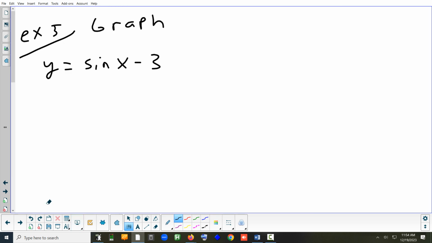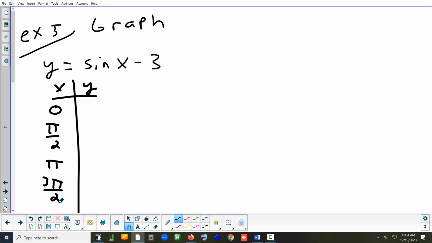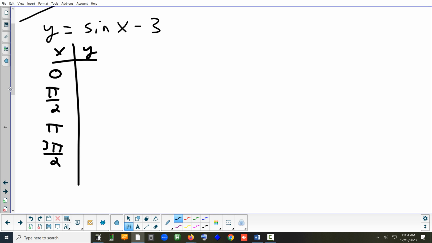Okay, let's try this one. Sine of x minus 3. Are the x and the 3 grouped together in parentheses? No. Then that's not a horizontal shift, that's a vertical shift. Which way is that going to shift the graph? Down, how many? 3. So which column stays the same? The x's. Can someone remind me one more time my x's for sine? 0, pi over 2, pi, 3 pi over 2, 2 pi.